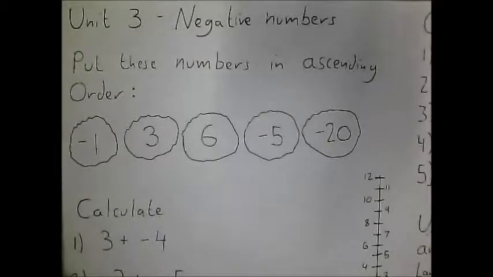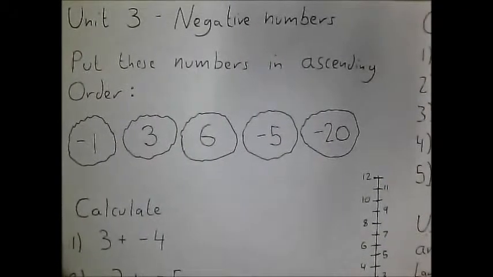Hello, Mr. Price here, and this is your video on the Unit 3 negative numbers, part of the Autumn 2 term. It ranges from sorting numbers out in negative numbers, doing some adding and subtracting, and also some multiplying and dividing.